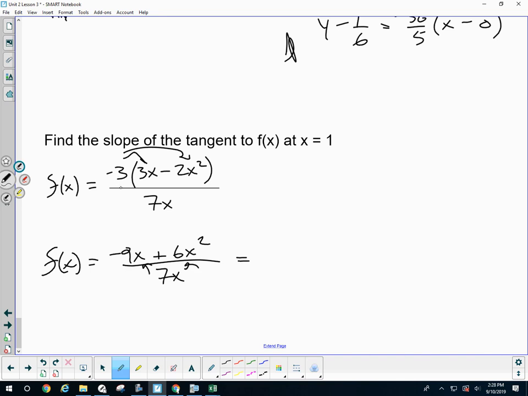After distributing negative 3, I get negative 9x plus 6x squared. I can divide both of these terms by the 7x, and watch what I get. Negative 9/7 plus 6/7 x. Do you want to find the tangent slope generator? Sure, 6/7. No matter what x value you plug in. That is a lot easier than using the quotient rule. Sometimes we don't want to use the product rule. We want to distribute. So be careful. All the problems on your homework, though, you should be using the product and the quotient rule.